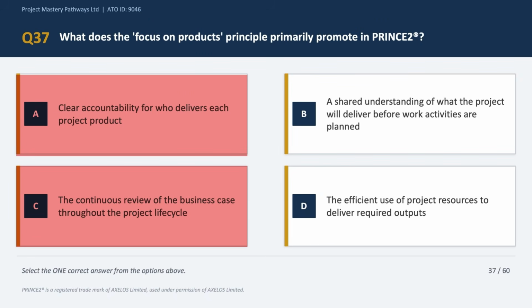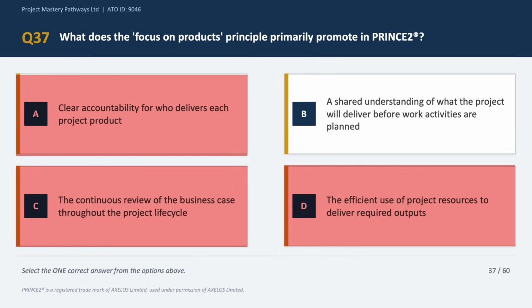Option D says efficient use of resources. Now this might seem reasonable, but the focus on products principle is not primarily about resource efficiency. Okay, so option D is also incorrect. Now option B says shared understanding of what the project will deliver before work is planned, and this is the correct answer choice. The focus on products principle is about defining products upfront. It avoids scope creep and ensures everyone knows what success actually looks like before a single activity starts. Okay, so the what is agreed before the how is planned. Okay, very, very important. So the correct answer is option B.